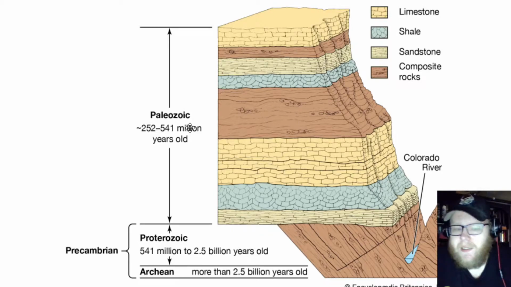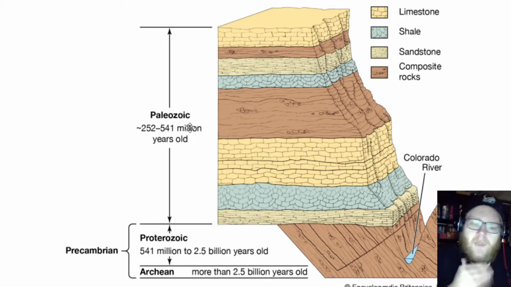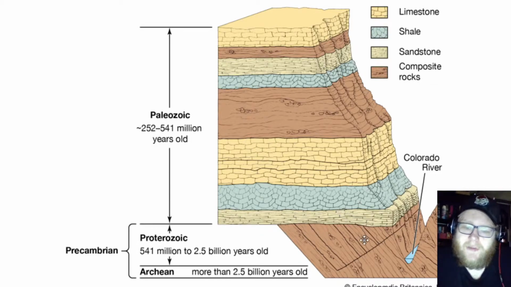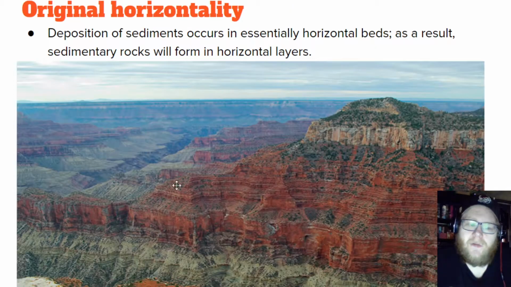As we can see, looking at these dates, the rocks at the bottom are older than the rocks at the top. So this layer of composite rocks down here where the Colorado River intersects is the oldest layer, and this layer of limestone at the very top is the top layer. As we go from the bottom to the top, each layer is younger. So that is probably the most basic relative age dating principle.